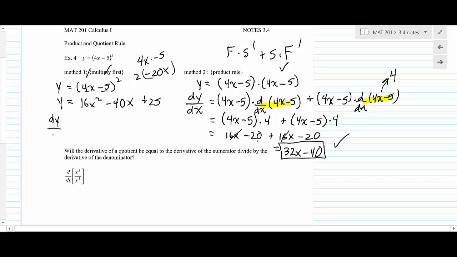Now, the derivative. Tell me what the derivative of 16x squared is. 32x, right? Bring that down. That's the power rule. What's the derivative of negative 40x? Negative 40. The derivative of 25 is 0. Isn't that easier that way, don't you think? A little bit? So that's the way I would recommend you do that, although you can use the product rule on that. It works out the same way, so that's what I wanted to show you.